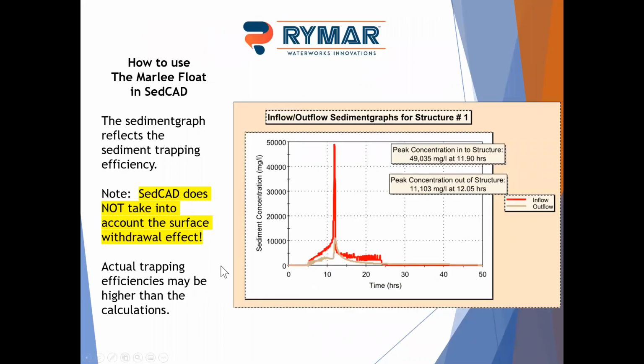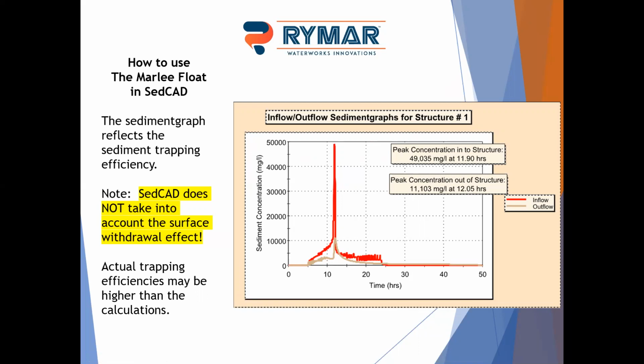The other thing to really know, and we've tried to highlight here, SEDCAD does a sediment graph to show you the sediment in and sediment out. However, SEDCAD does not take into account the surface withdrawal effect. SEDCAD assumes that water is coming through the entire water column, so top to bottom. And so if you factor in the surface withdrawal, you would expect the actual trapping efficiencies to be higher than what it calculates. We have used this successfully in some MS4 reviews.